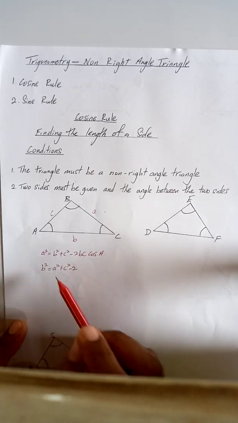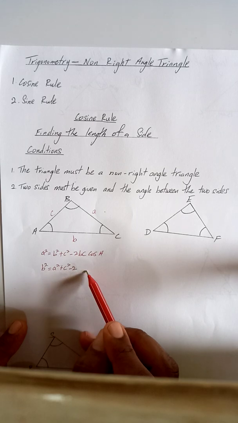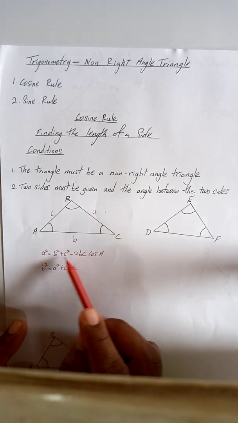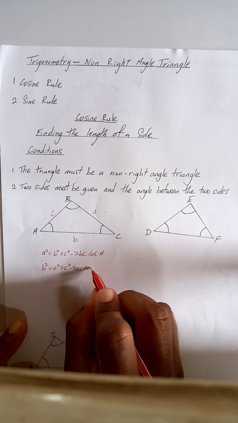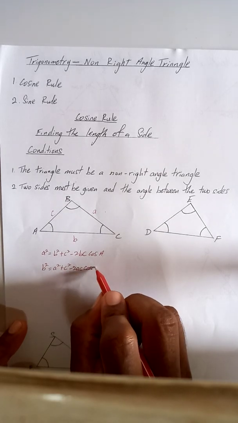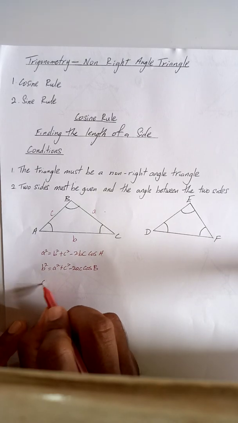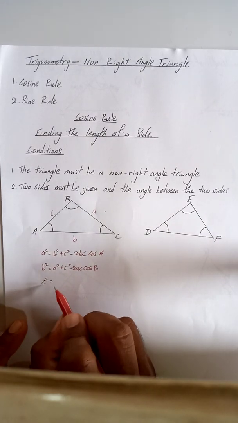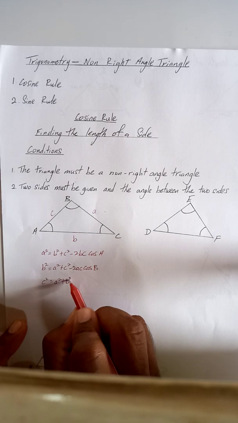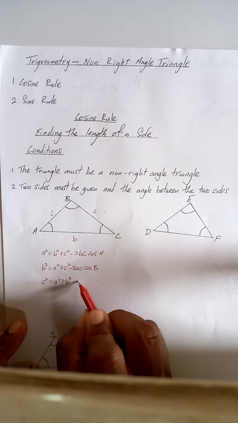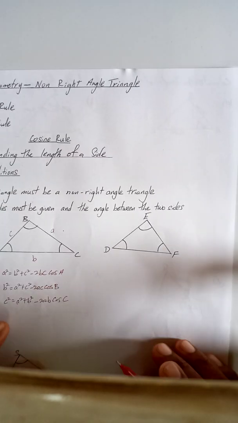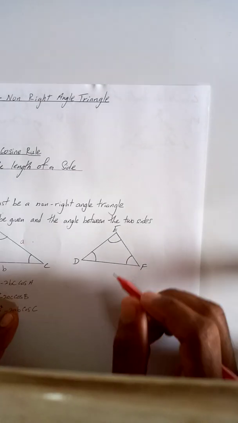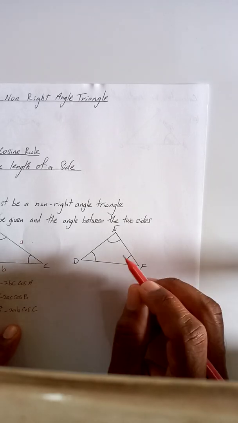Minus 2. Okay, whatever you have here should come here. So for this one, we have BC, we have bc here. So minus 2ac cos whatever angle is there should come there. Okay, the next one, c squared equals to, the other two letters are a squared plus b squared minus 2ab cos C.